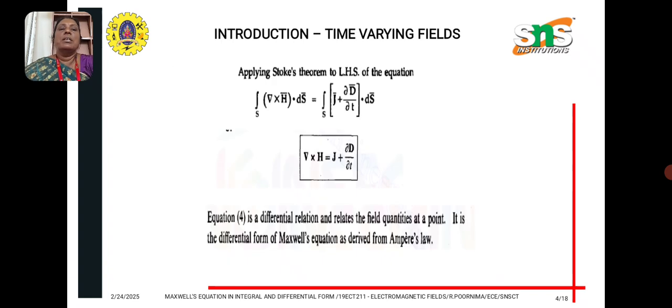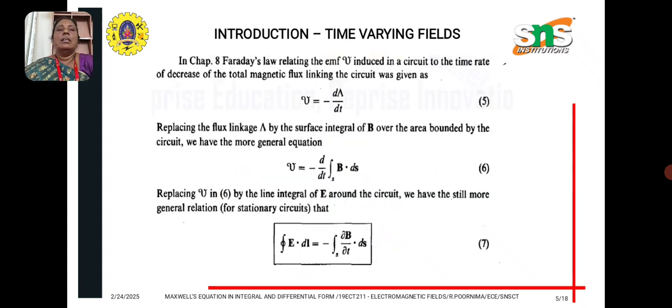Now applying Stokes' theorem in order to get the point form. According to Stokes' theorem, the integral over the surface of del cross H dot ds equals the integral over the surface of J plus dou D by dou t, dot ds. By removing the surface integral, we get del cross H equals J plus dou D by dou t, which is the differential form of Maxwell's equation derived from Ampere's law. Next we are going to see the Maxwell's equation derived from Faraday's law.